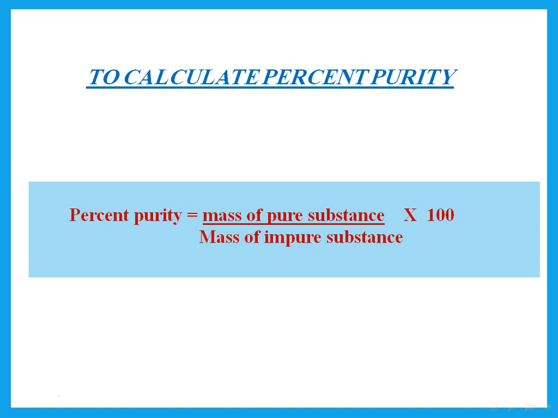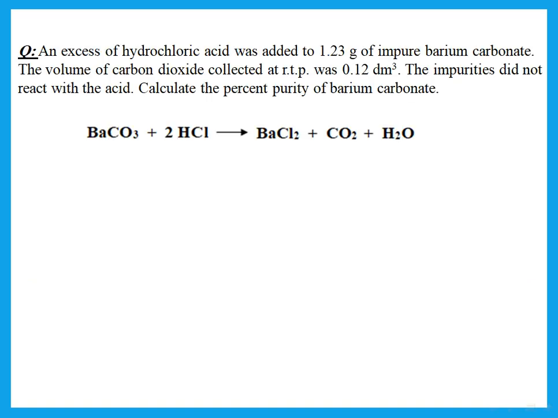Okay. Now, another thing that you will be required to calculate is percent purity. And you have to keep in mind that the percent purity is the mass of the pure substance over the mass of the impure times 100. Now, what does this mean? Let's take a look at this question. He's telling me an excess of hydrochloric acid was added to 1.23 grams of impure barium carbonate.